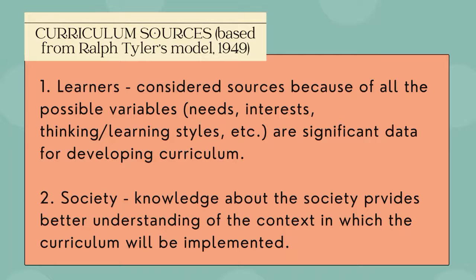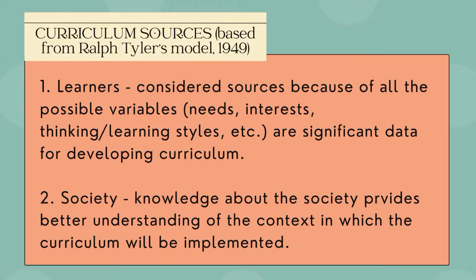We will now move to the curriculum sources based on Ralph Tyler's model, 1949. This one is present in the model made by Pawilen. The first curriculum source is the learners. They are considered sources because of all the possible variables that are significant data for developing curriculum. Needs, interests, thinking, learning styles, and so on are all part of the variables mentioned. That's why learners can be considered as curriculum sources.